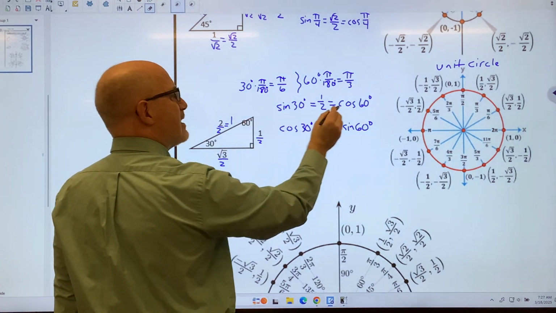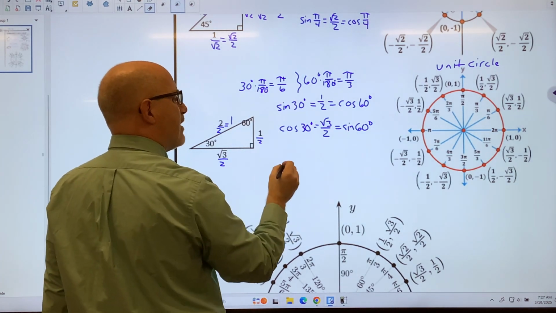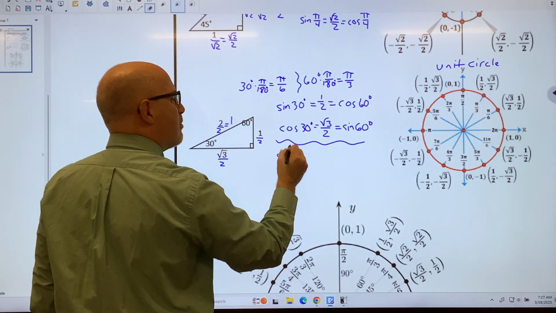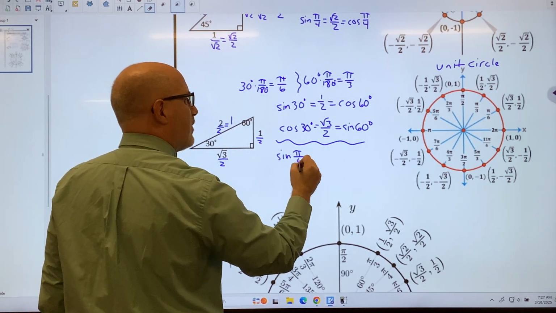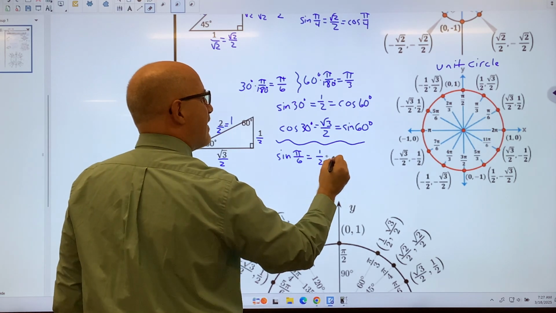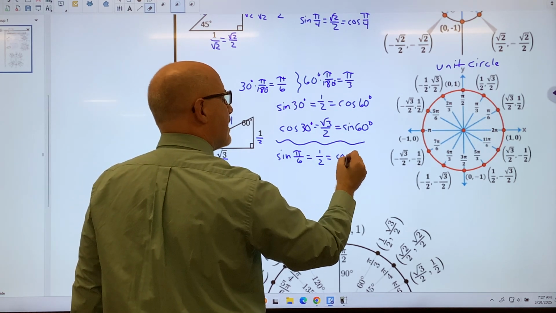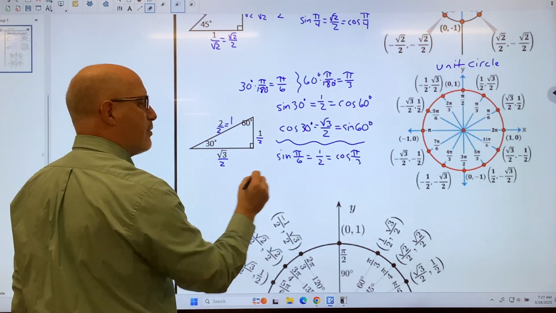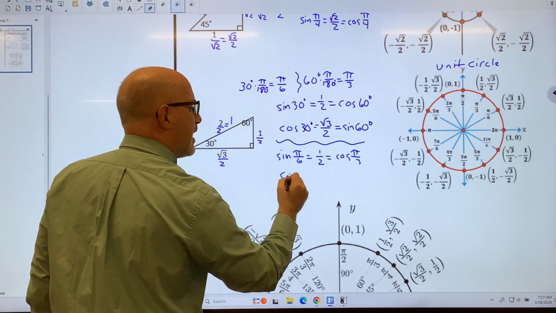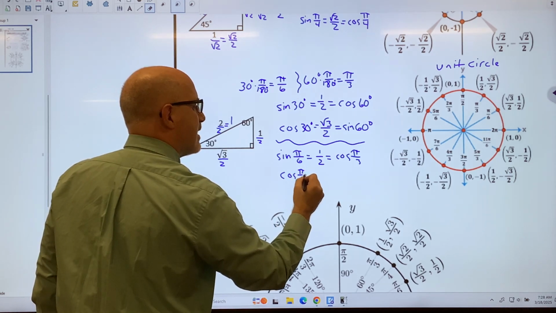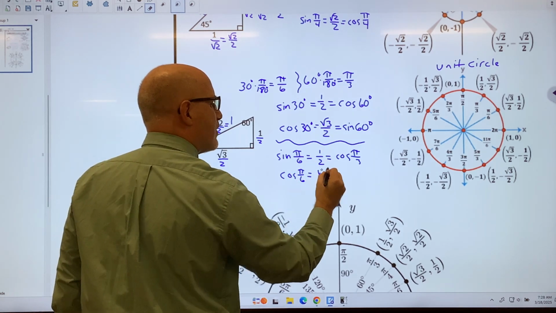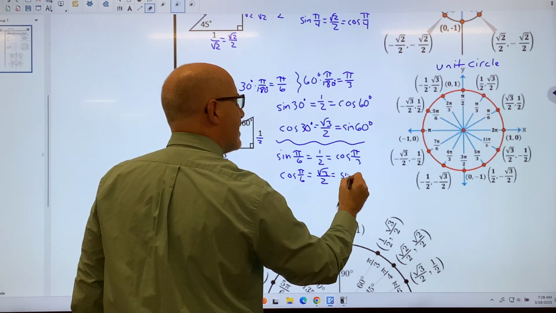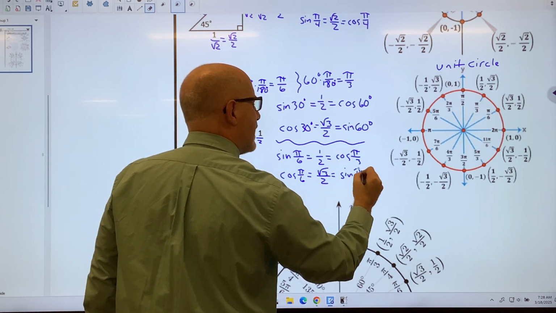So if I replace these angles with the radian values, I get instead sine of pi over 6 is equal to 1/2. And that's the same as cosine of pi over 3, replacing this angle with the radian value. And if I've got cosine of pi over 6, that's going to equal square root of 3 over 2, which is the same thing as sine of pi over 3.